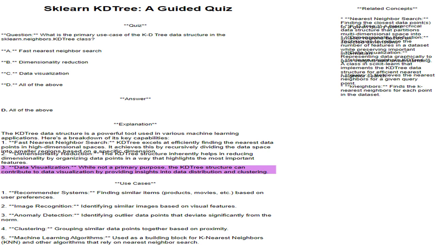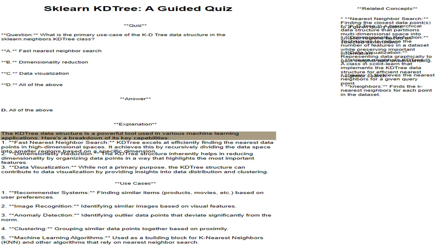D. All of the above. Correct. Given the explanations above, all the mentioned options: fast nearest neighbor search, dimensionality reduction, and data visualization are valid use cases for the KD tree data structure, making this choice the most accurate. The KD tree data structure is a powerful tool used in various machine learning applications.